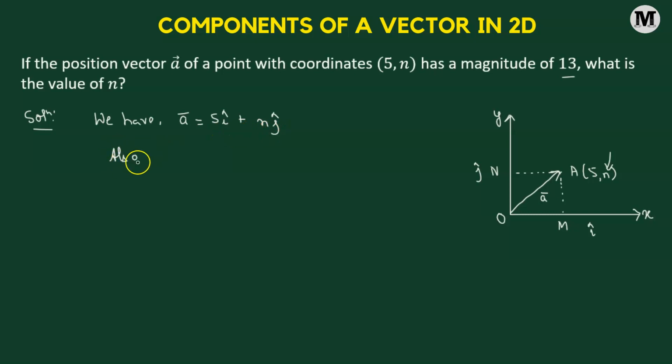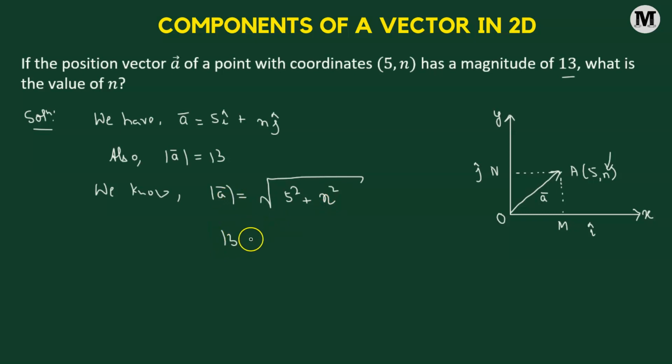Also it's given here that the magnitude of vector A equals 13. However, we know for a fact that the magnitude of vector A can also be expressed as the square root, and underneath the square root we need to take the sum of squares. That means we'll take the component of i cap, which is 5, square it and add it to the square of the component of j cap. So that's n squared. So using this value, we're going to get 13 equals the square root of 25 plus n squared. Squaring both sides, it's going to give us 169 equals 25 plus n squared.